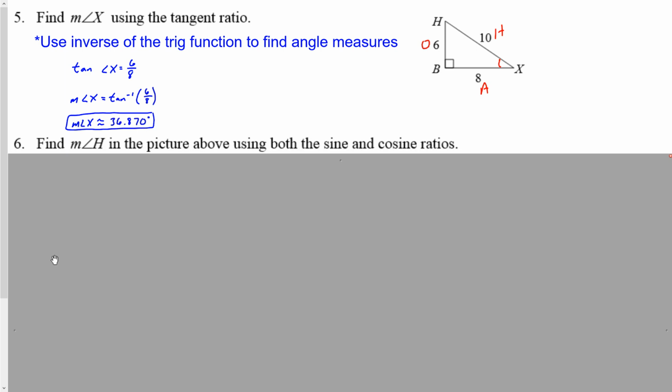Now I'd like you to find the measure of angle h using both the sine and cosine ratios. Follow the work that is shown up here in number 5. So yes, you're going to do this twice. Yes, the measure of angle h should be the same both times. I just want you to get a little bit of practice actually finding it using your calculator, writing out all the work.